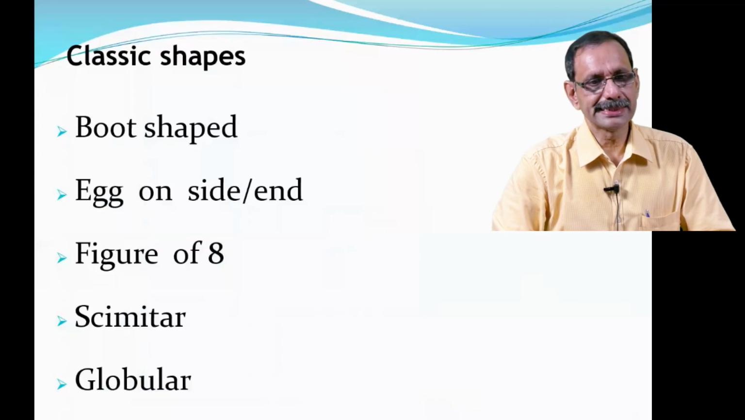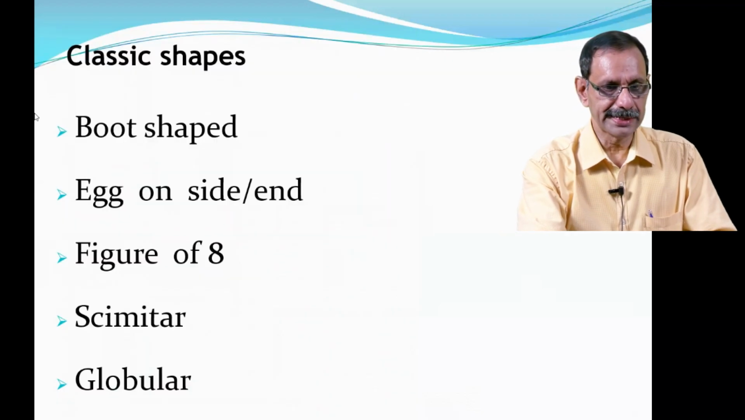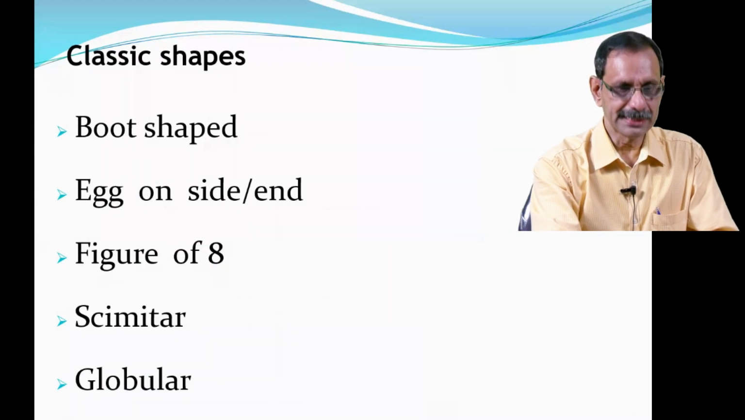Now there are certain classic shapes described: boot-shaped heart in tetralogy of Fallot, egg-on-side or egg-on-end appearance in TGA, figure of 8 appearance, scimitar sign, and globular heart. We will come to them one by one.